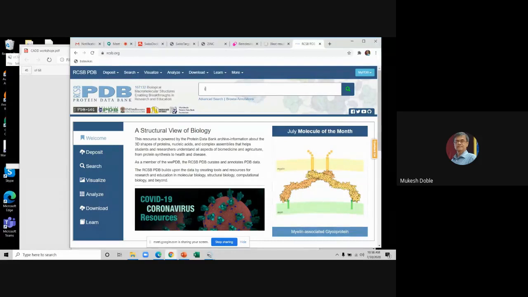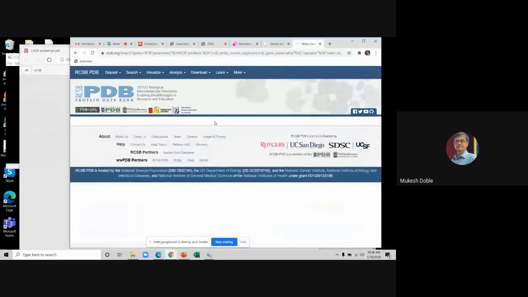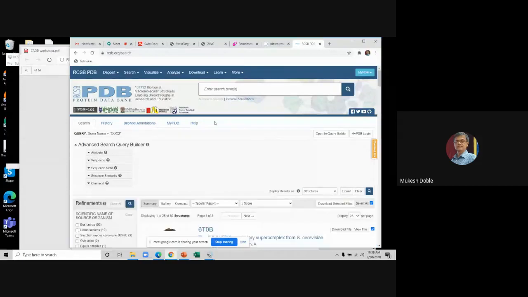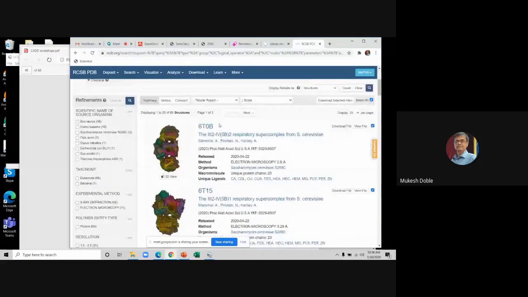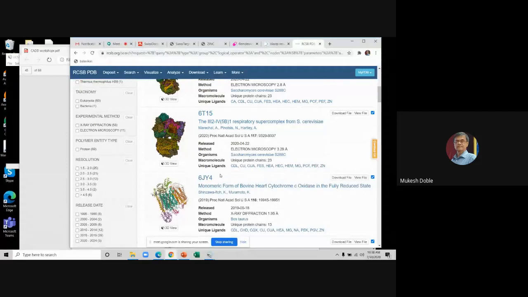For example, I put COX-2. COX-2 is an enzyme in the inflammatory pathway, and it is involved in arthritis, pain, and so on. So it has given different COX-2s. Why is that? Because many researchers would have crystallized COX-2 with different ligands, and whenever they get a 3D structure, they deposit that 3D structure.